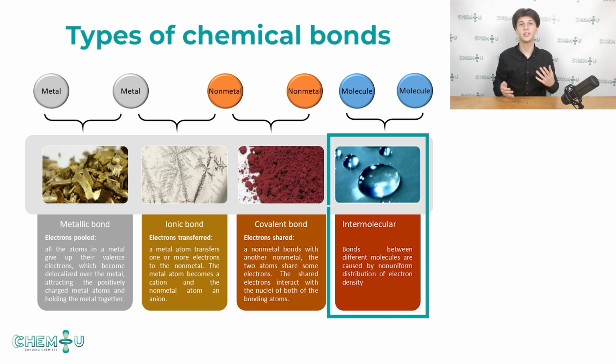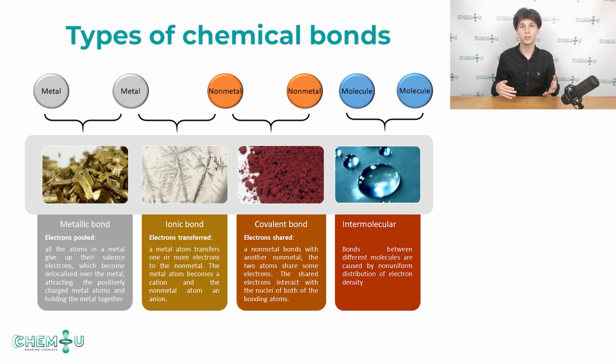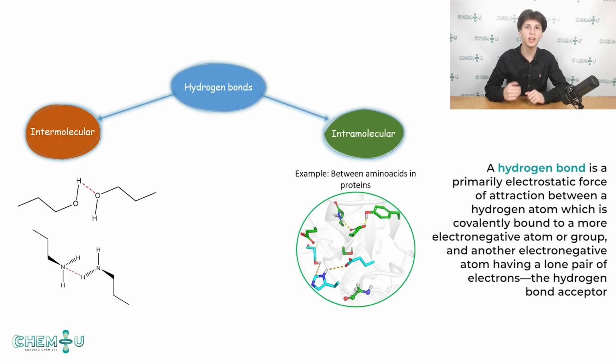The last column in this chart shows us that some weaker chemical bonds can occur between molecules and not inside them. As you remember, we have discussed these bonds briefly today. The most important for us will be the hydrogen bond. A hydrogen bond is a primarily electrostatic force of attraction between a hydrogen atom, which is covalently bound to a more electronegative atom or group, and another electronegative atom having a lone pair of electrons, the hydrogen bond acceptor. The most frequent donor and acceptor atoms are the second row elements such as nitrogen, oxygen, and fluorine.